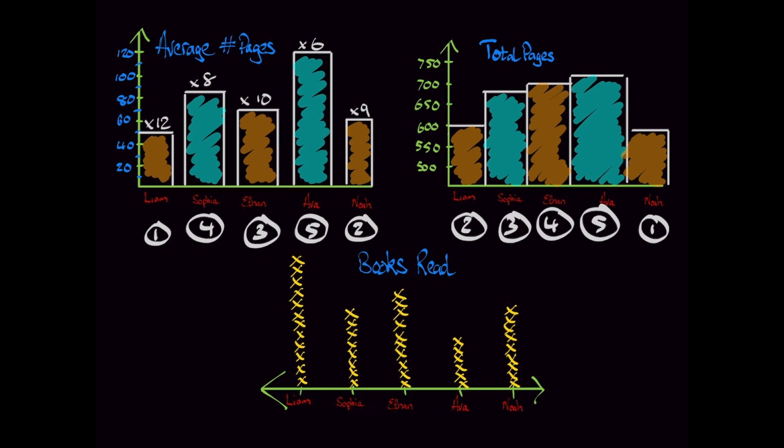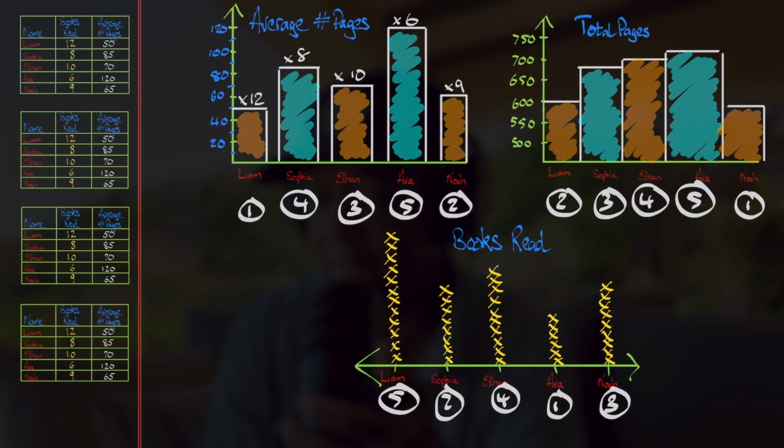Let's take a look at the books read line graph compared to the 2 bar graphs. For the fewest number of books, Ava wins with the shortest column. And then you can see that Liam has 12 X's. He has the tallest column, meaning that he's read the most books. So for books read, we see that Liam had the most books.